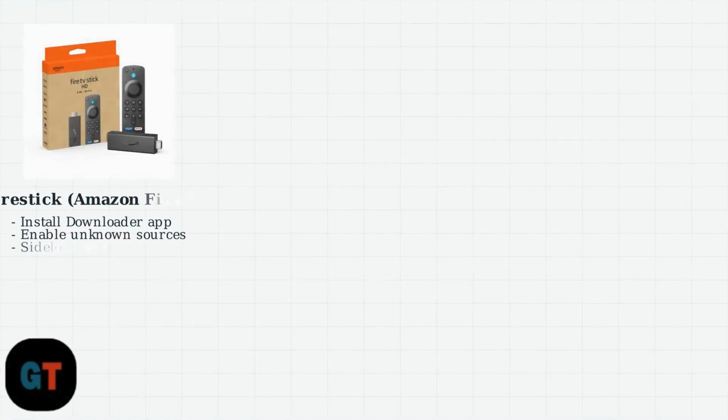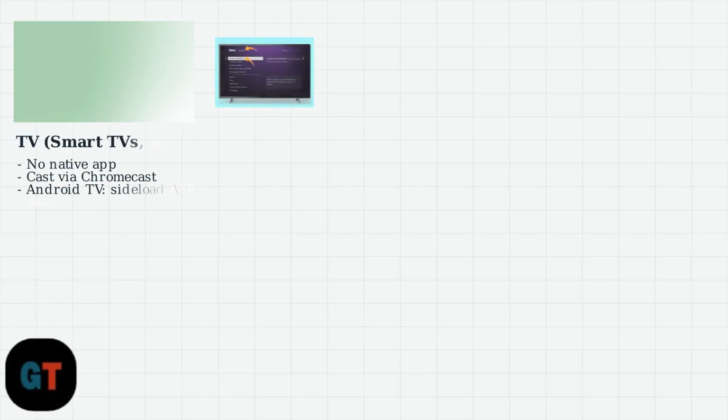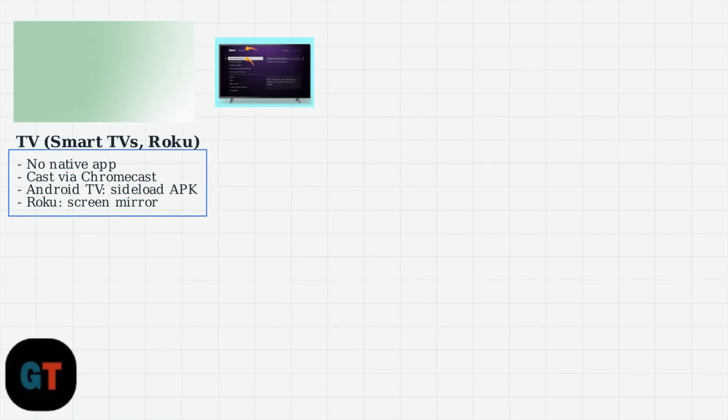For Firestick, install the Downloader app, enable unknown sources in settings, and sideload Sportsurge via APK from mirror sites. A VPN is highly recommended to bypass blocks. For TV, no native app exists. Cast from a PC or mobile via Chromecast. Android TVs can sideload the APK or use a browser. Roku requires screen mirroring from a phone or PC.